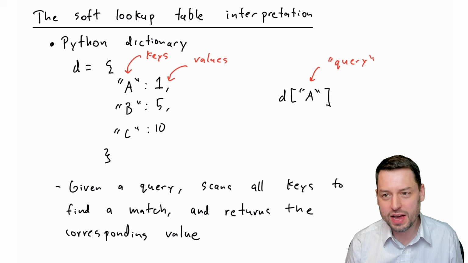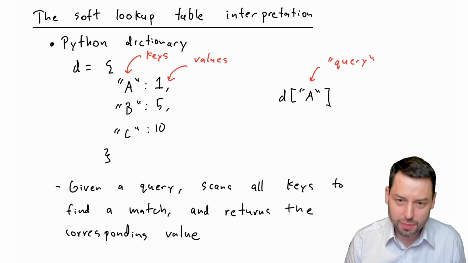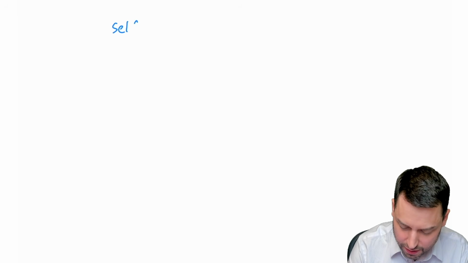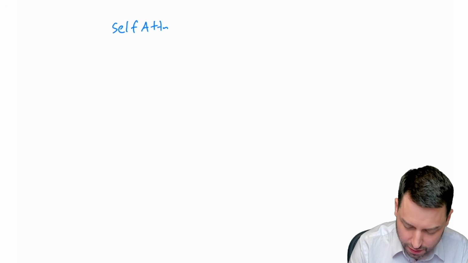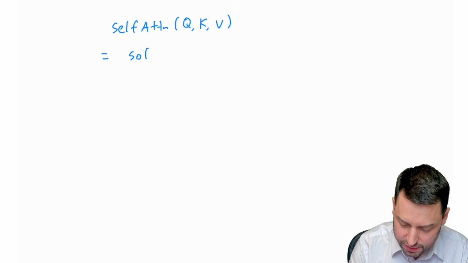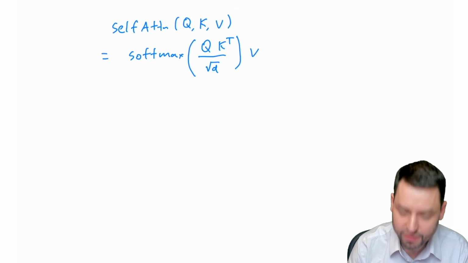And there is a way to interpret self-attention as doing something very similar. So I'm going to write one more time my self-attention operation. Self-attention applied to Q, K, and V is equal to softmax of Q K transpose divided by square root D, times V.